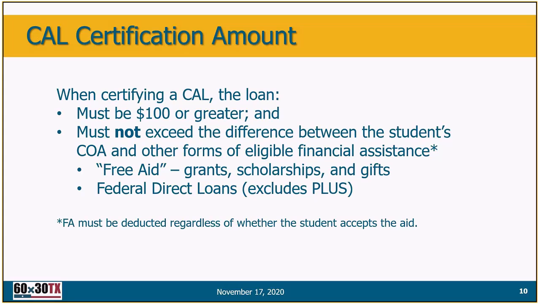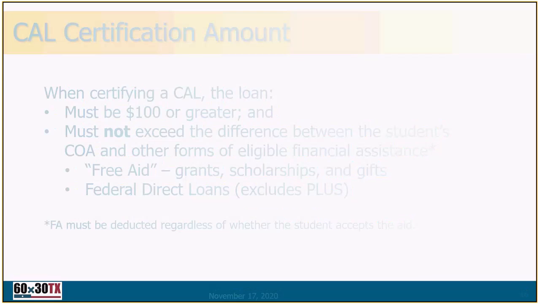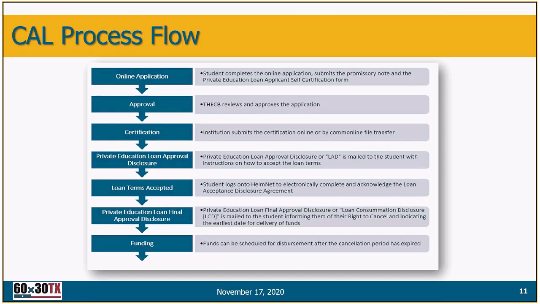So now that we know a little bit more about where to find information and a little bit more about these, let's talk about the CAL process and how it's different than TASSP. Like I mentioned, the student goes online first and they apply. They go through a credit check. They have to have that 650 credit score, or they have to have a co-signer.